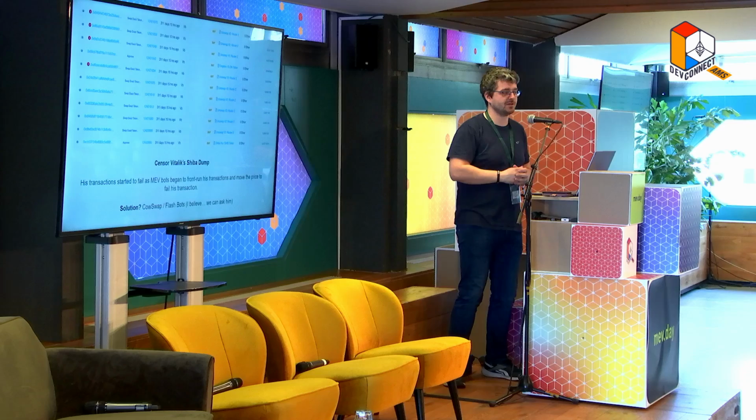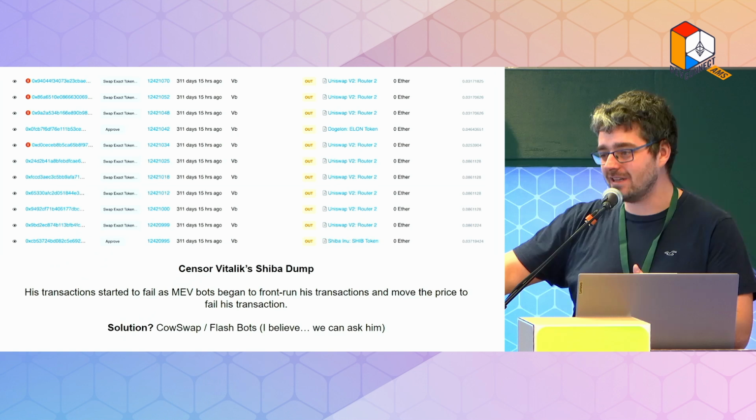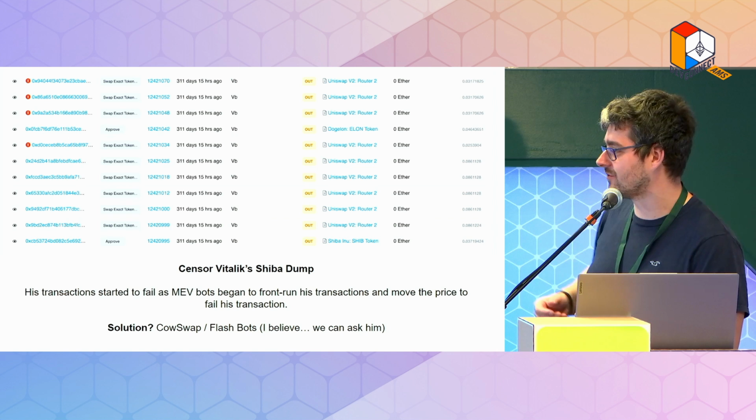I was watching this in Etherscan and told my girlfriend about it. She thought I was nuts. But what was interesting was that as he's dumping these tokens, some of his transactions started to fail. You can see there are 4 failed transactions here.